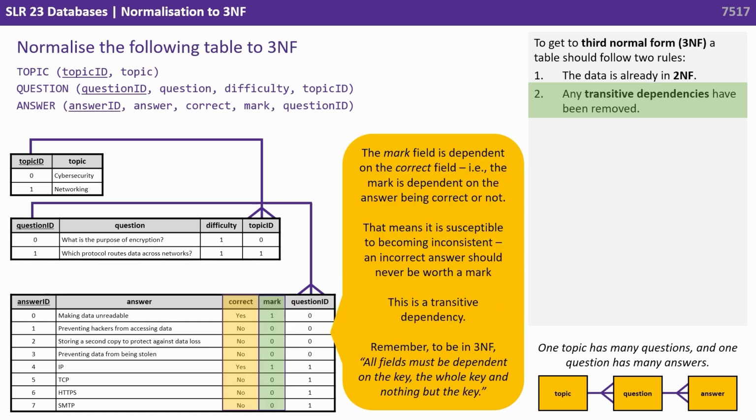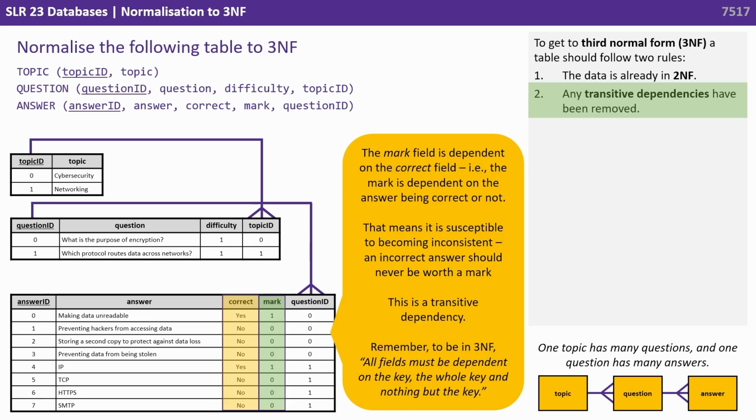To get to third normal form, we have to be in second normal form, which we are, and make sure that any transitive dependencies have been removed. The mark field is dependent on the correct field, i.e. the mark is dependent on the answer being correct or not. This means it's susceptible to becoming inconsistent. An incorrect answer should never be worth a mark. This is a transitive dependency.